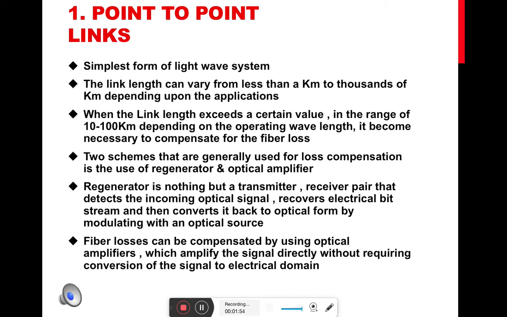If this link length has a greater value, like the link length exceeds a certain value in the range of from 10 to 100 kilometers, then we need to compensate for the losses that takes place in our optical fiber. To compensate for these losses, we'll be using two techniques. One is with the use of regenerators, and the other one is the use of optical amplifiers. These regenerator is nothing but an optical transmitter receiver pair which has the capability of replicating the signal. Similarly, we'll be using an optical amplifier. The optical amplifier amplifies the optical signal.